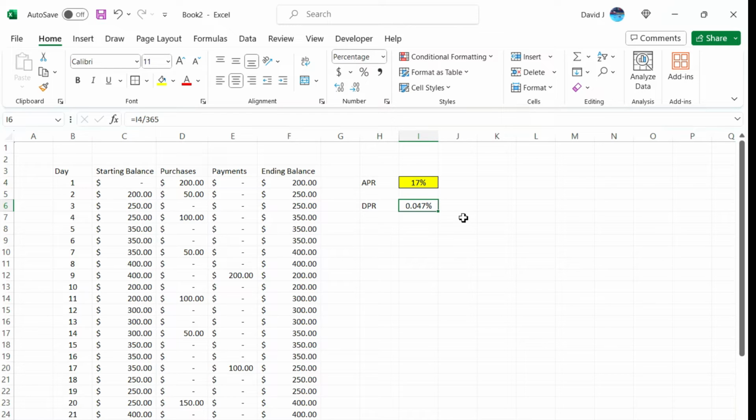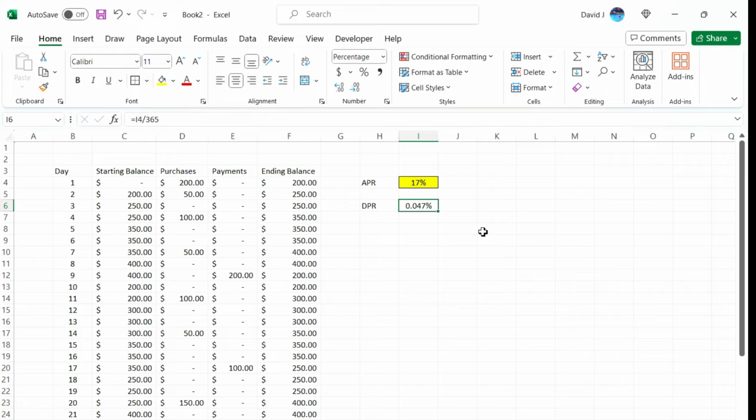Now, if you don't know your APR, you may want to check your credit card statement for that, and sometimes the rate may vary depending on if it's a cash advance or a regular purchase. So if you do have two types of purchases, you may want to track two different schedules to get the right calculation here.